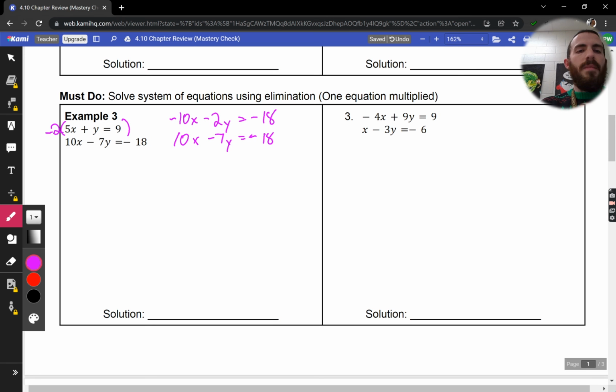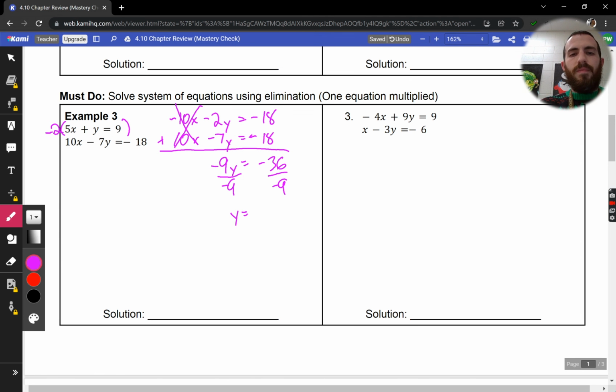Now if we check to see if we can eliminate, add up the columns, so add up the x's, negative 10 and positive 10, 0 out. This is going to get us negative 9y, and this gets us negative 36. Now we divide both sides by the negative 9 to get the y by itself. So we get y equals positive 4.